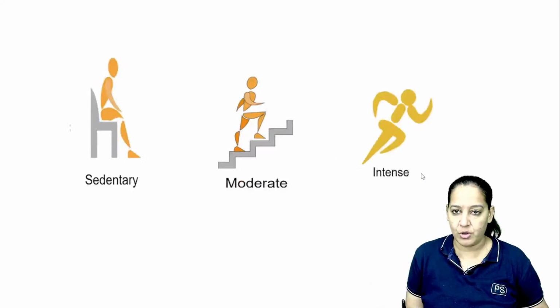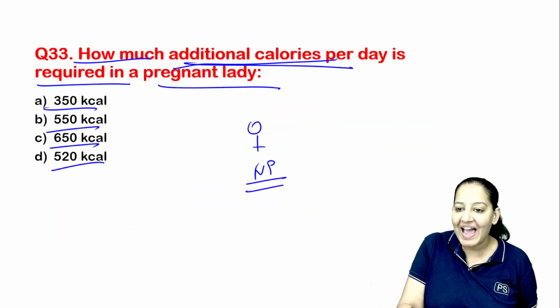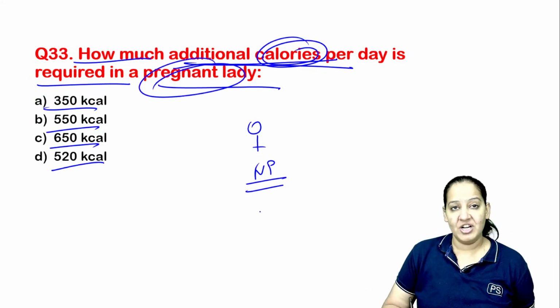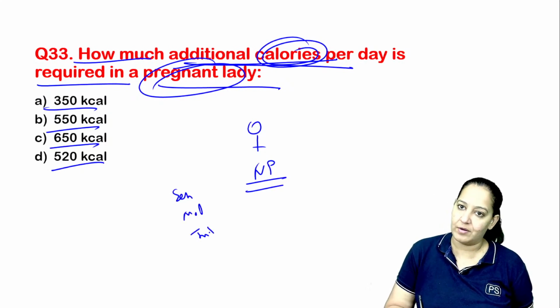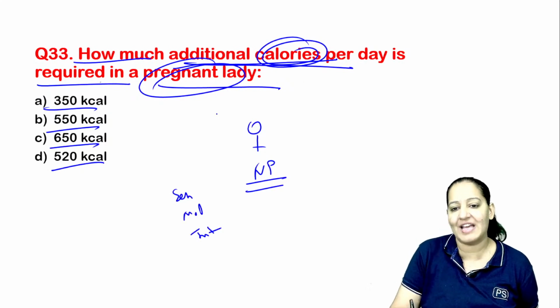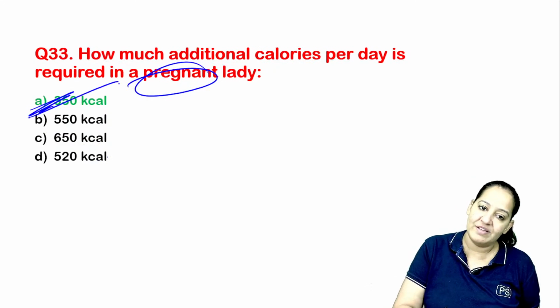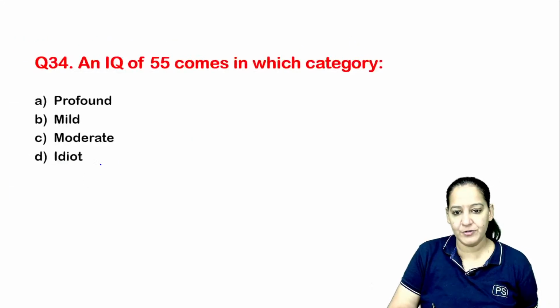Coming to the next question. Now you want to see the question again? Many students were wrong here. Now see how much additional calories are required in a pregnant lady. They didn't mention whether the lady is sedentary or moderate or intense worker, but it doesn't matter. They are asking the additional calories. How much additional calories are required during pregnancy, and it doesn't depend on trimester. It is always 350. It is always 350. Got it? Give me a thumbs up. Can we go to the next question?